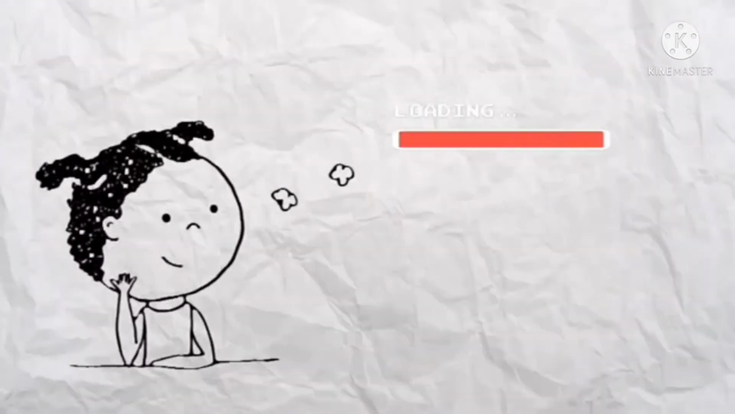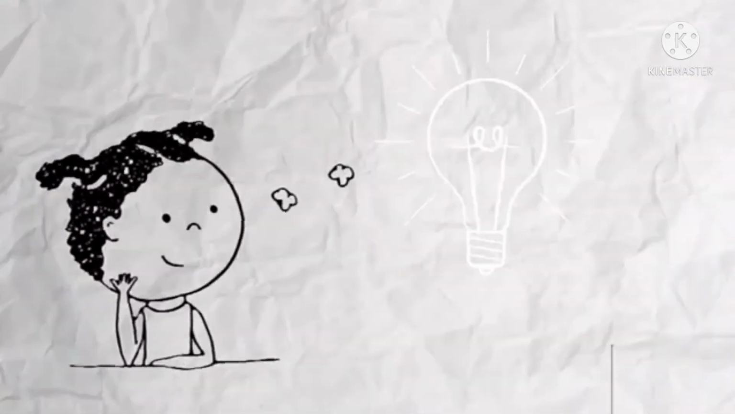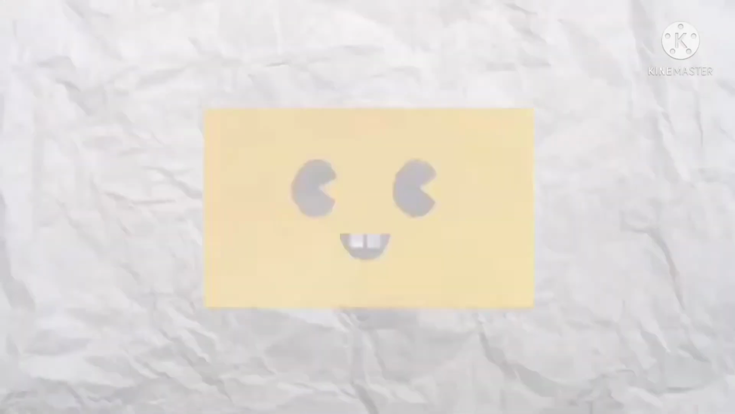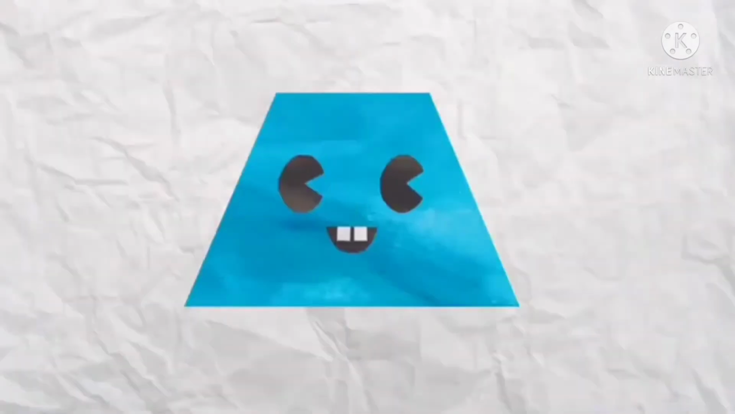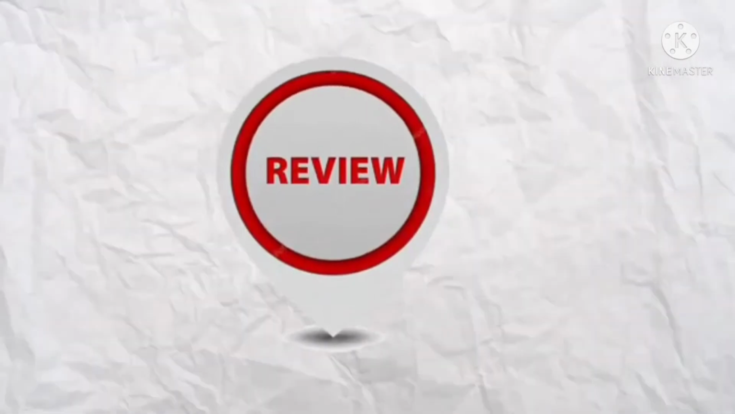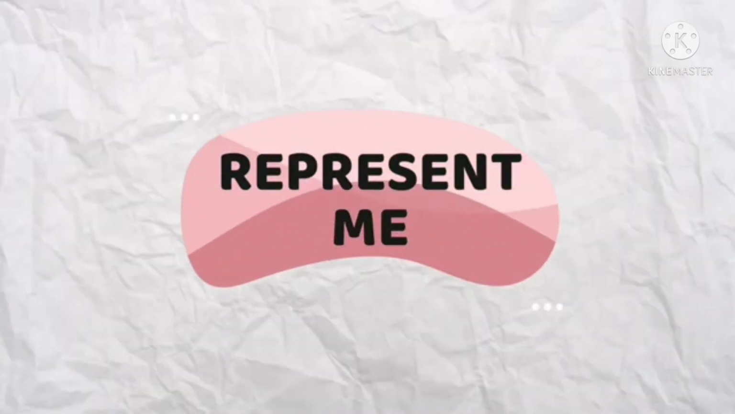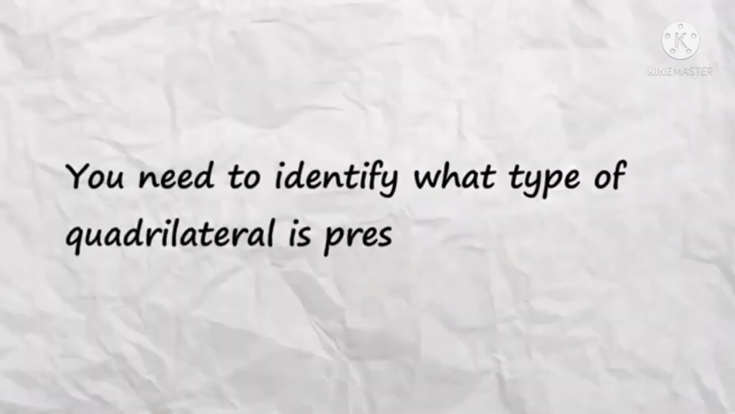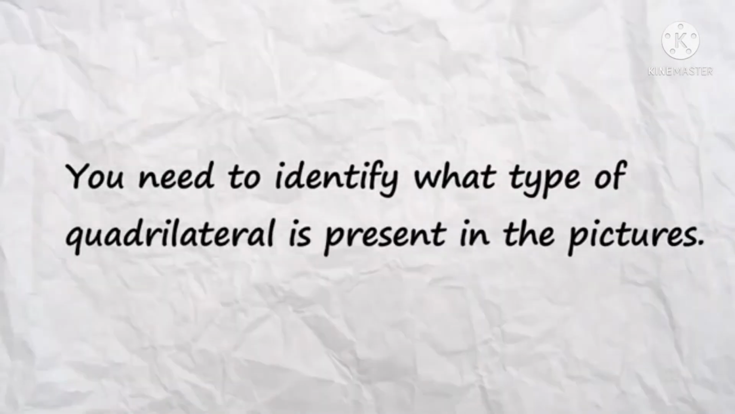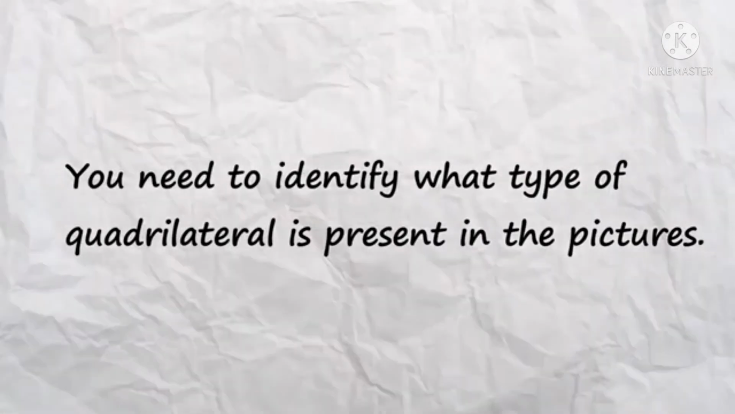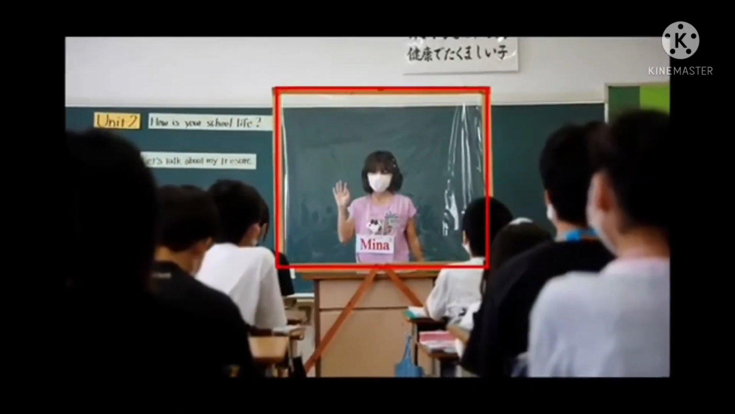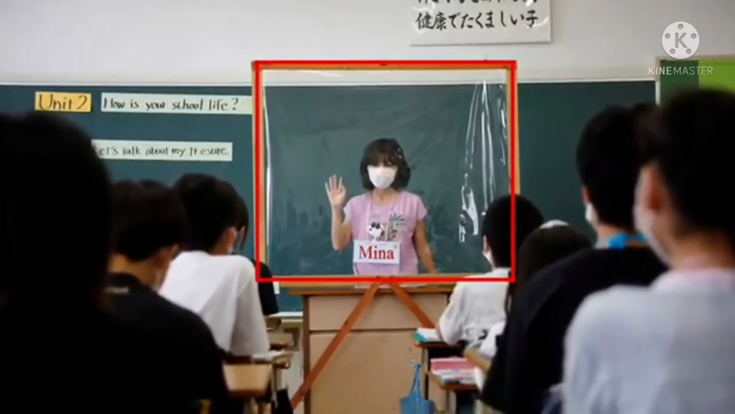Let's begin. Do you still remember what you have learned last time? That's right. We have discussed the different types of quadrilaterals. So let us have a short review. We call this activity Represent Me. You need to identify what type of quadrilateral is present in the picture of what is happening today. What type of quadrilateral do you think is present in the picture?